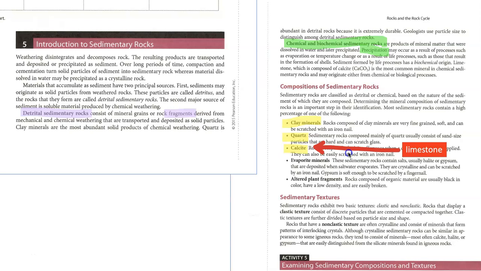And the calcite ones all react with hydrochloric acid, so it's an easy way to tell if you have a limestone. There are evaporite minerals like halite and gypsum that we've learned about as minerals, but when they're in large deposits, we call them rocks. And then altered plant fragments, which typically form a sedimentary rock called coal. Sedimentary textures basically mirror the 2 types of rocks that we described up here. There are clastic textures, which are made of clasts or fragments, and there are non-clastic textures, which are somehow made from precipitation of ions in solution and tend to form a crystalline rock.